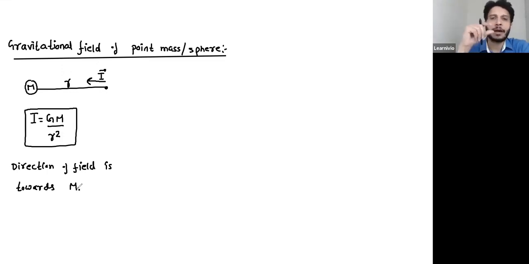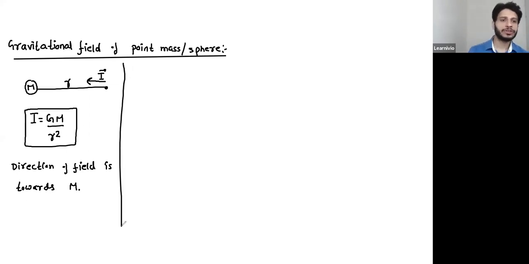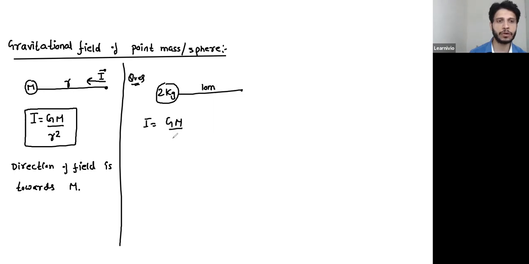So if you have a mass capital M, then the field due to this capital M is towards capital M, which is I equals GM by r square. And the unit is the same. So we can do a simple problem on the same concept. Let's say you have a mass of 2 kg and I ask you to calculate the field at a distance of 10 meter from the point mass. Then at a distance of 10 meter from the point mass, the expression of field is GM over r square.